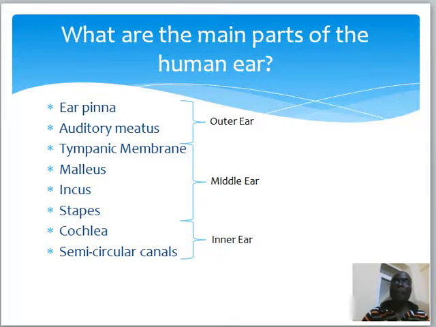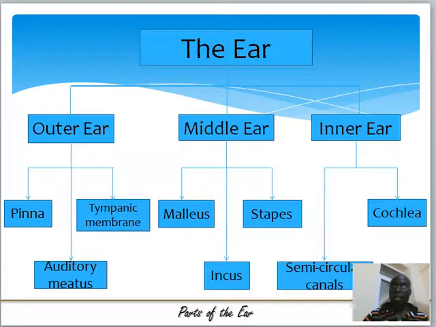The ear consists of three main parts, which are the outer ear, the middle ear, and the inner ear. The outer ear consists of three parts: the ear pinna, the auditory meatus, and the tympanic membrane. The middle ear consists of the malleus, incus, and the stapes. Those are three small bones within the middle ear. And lastly, the inner ear consists of a tube called the cochlea and semicircular canals.